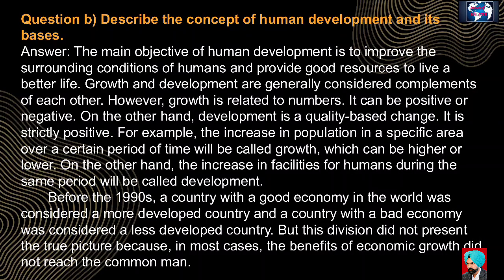Question B. Describe the concept of human development and its basis. Answer. The main objective of human development is to improve the surrounding conditions of humans and provide good resources to live a better life. Growth and development are generally considered complements of each other. However, growth is related to numbers. It can be positive or negative. On the other hand, development is a quality-based change.